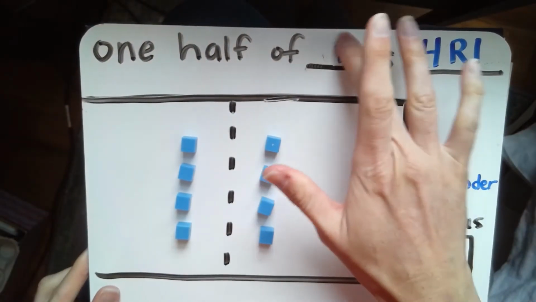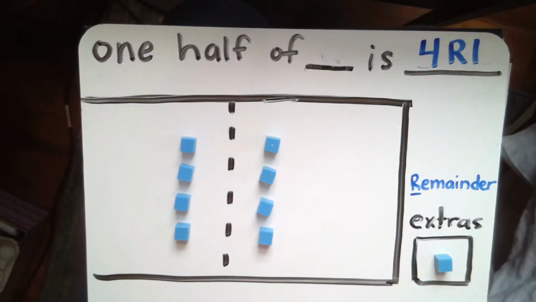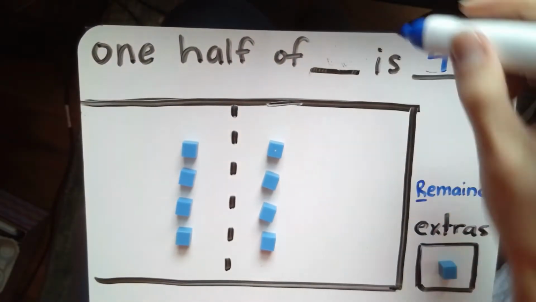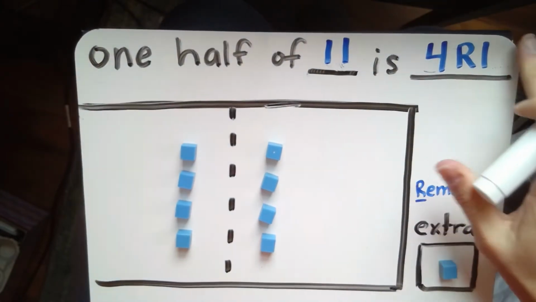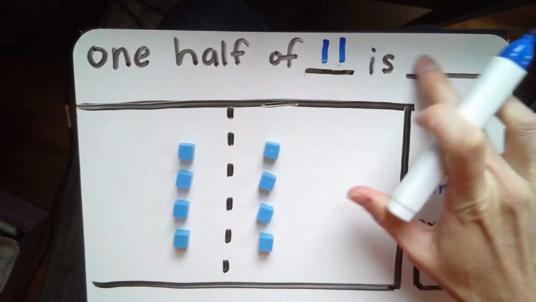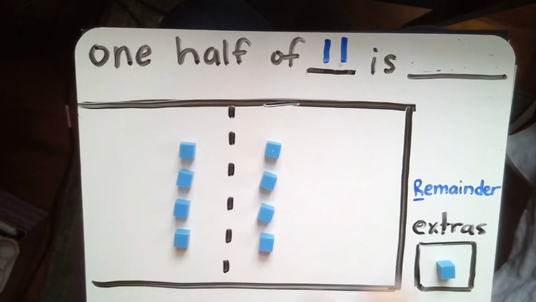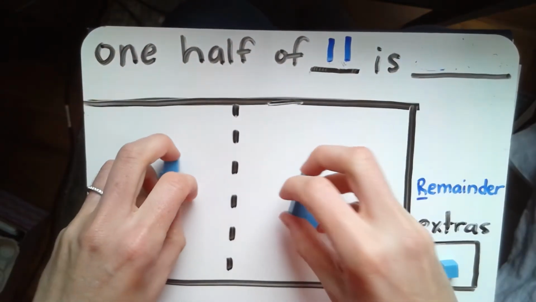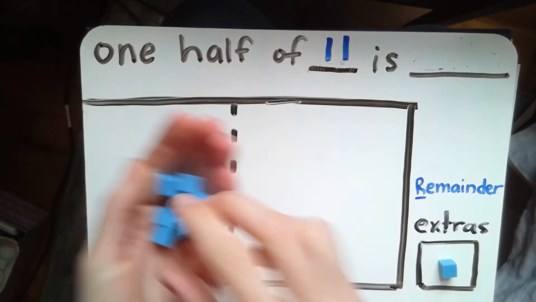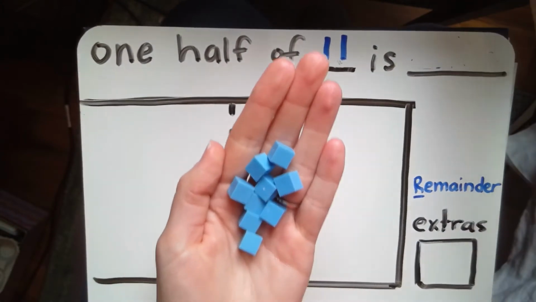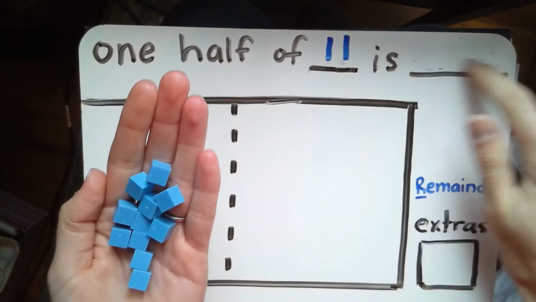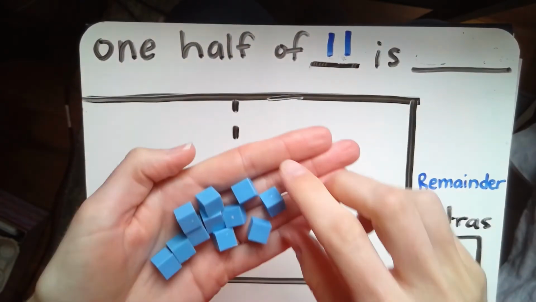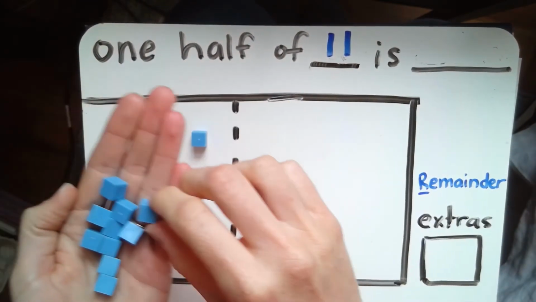So what comes after 9? 1, 3, 5, 7, 9, 11. Let's find 1/2 of 11 objects. I'm going to pick up my 9. This is 9, 10, 11. Now we have 11. Let's pass them out.